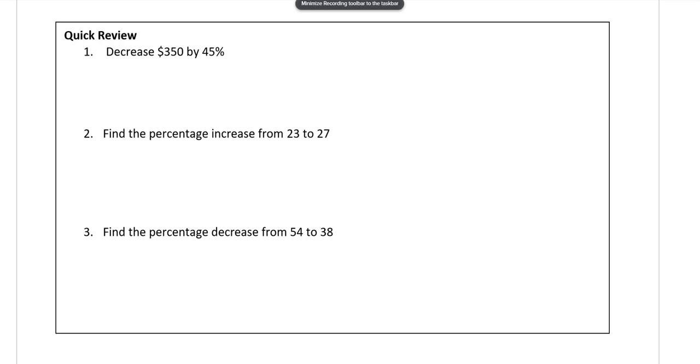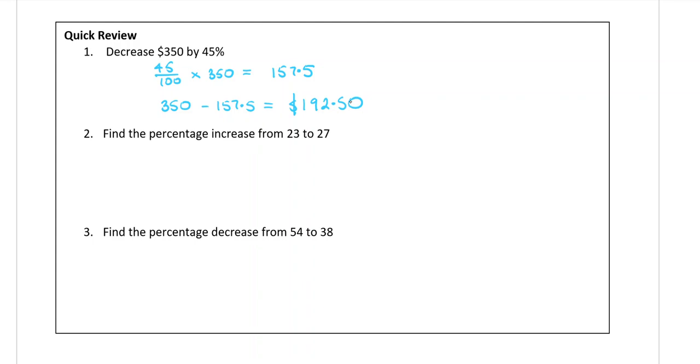Okay, let's go through them. Question number 1, to decrease by 45%, you want to find 45% of 350. Okay, what does that equal? Then decrease means you want to subtract. You start with the 350 and you subtract off the 157.5 to get 192.5.